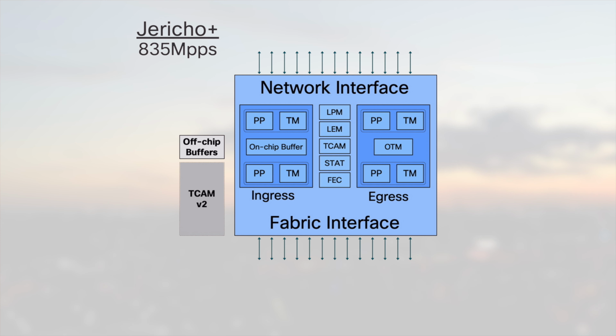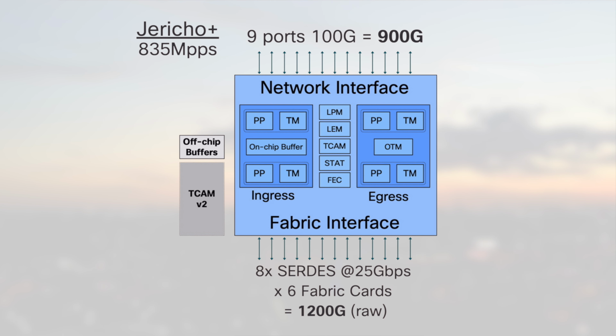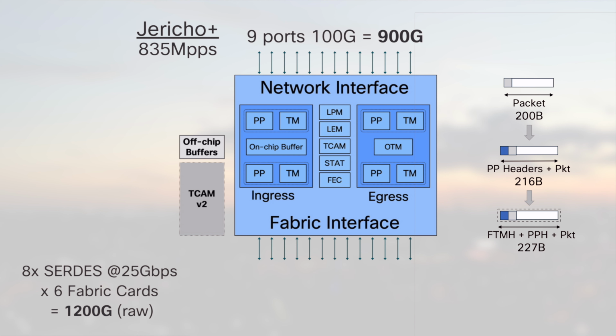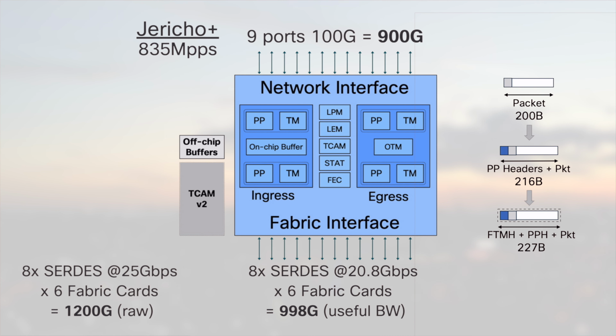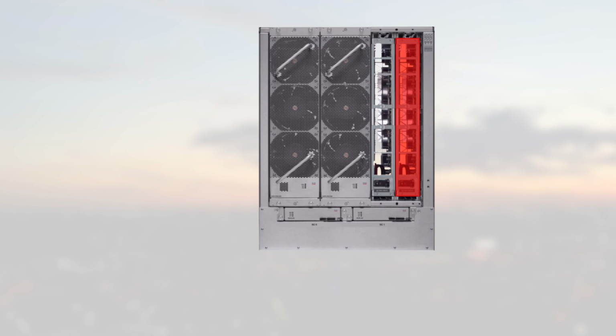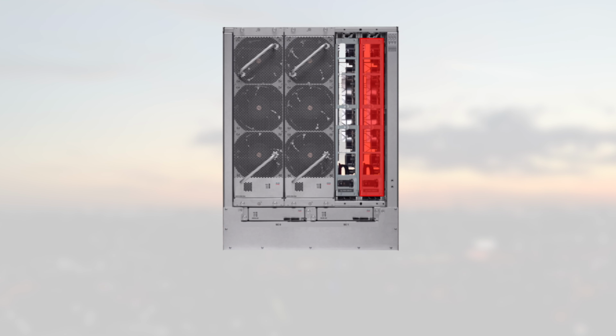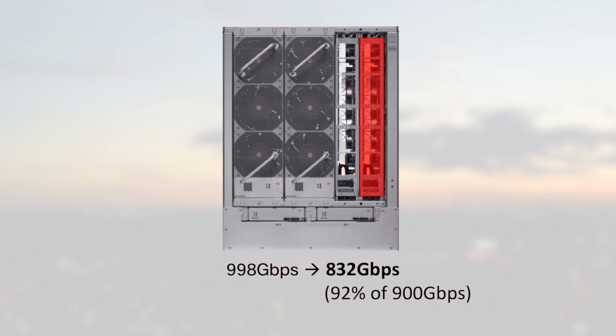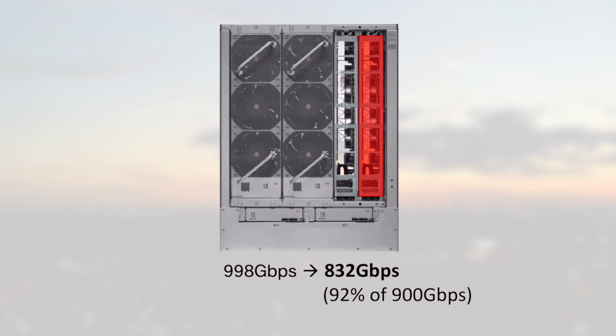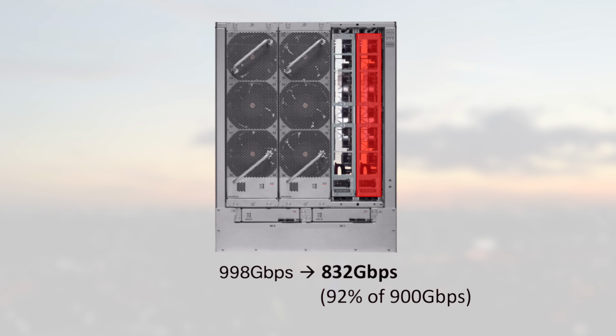To calculate what will be the consequence of losing 1 fabric card, we will need to understand first the available bandwidth. For each ASIC, we have 900 GB of network traffic and 1200 GB of fabric bandwidth. But internally, we impose headers to this traffic, so what is actually available on the fabric side is 998 gigabit per second. Losing 1 fabric card will reduce it to 832 gigabit per second, which is 8% below the nominal 900 GB that we need for line rate.